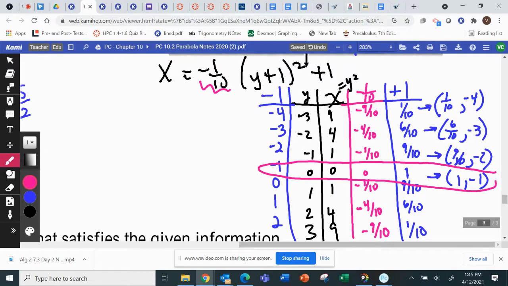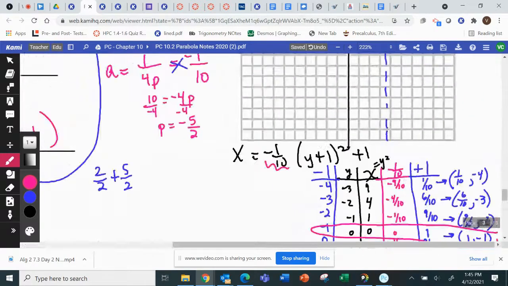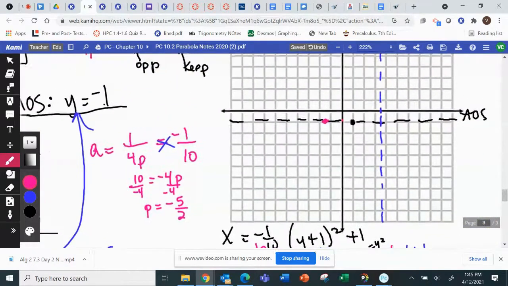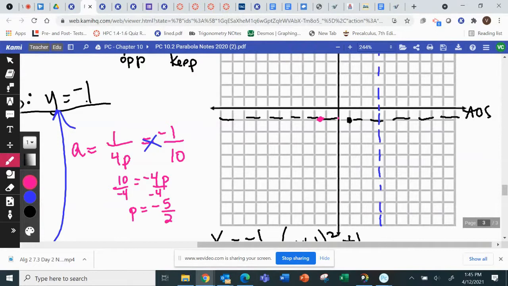Okay, I'm going to start plotting these. Got 1/10, -4. Then I've got 6/10, -3. Got 9/10, -2. And then the next ones are just like mirrors of those.